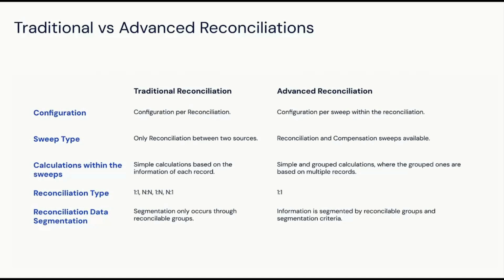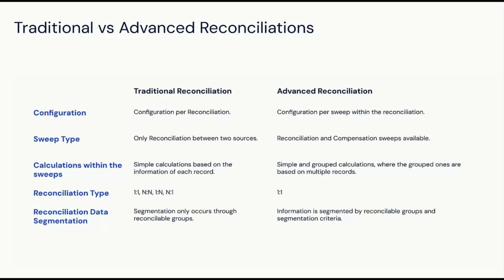So let's compare the standard flow, the reconciliations you already know, with the new reconciliation flow. It's like having all the sweeps on a single screen at once. Sweep 1 with its own rules, sweep 2 with its rules. In the new configuration flow, we go sweep by sweep. Why? Because we have different types of sweeps. Within the standard process, there are only reconciliation sweeps.